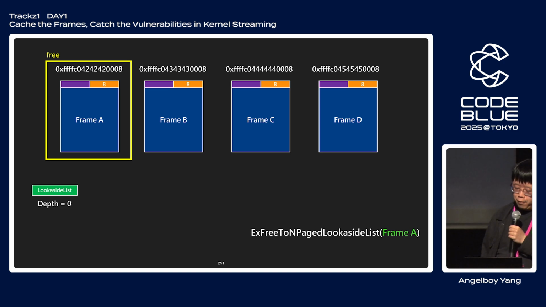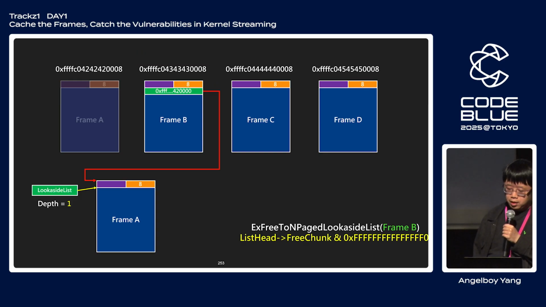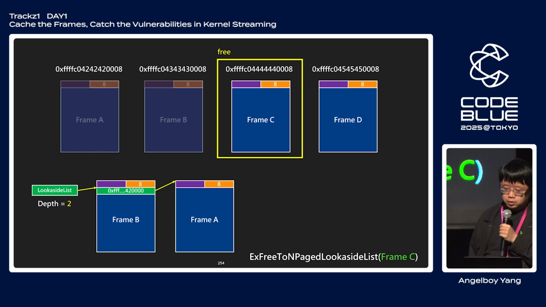When these buffers are freed, KS releases them one by one and inserts them into the lookaside list in order. First, we free frame buffer A. It gets inserted into the lookaside list normally. Next, when we free B, the allocator first aligns the current header of the list, which is frame A. Then it sets the next pointer of frame B to point to this aligned frame A, and inserts B at the head of the list.